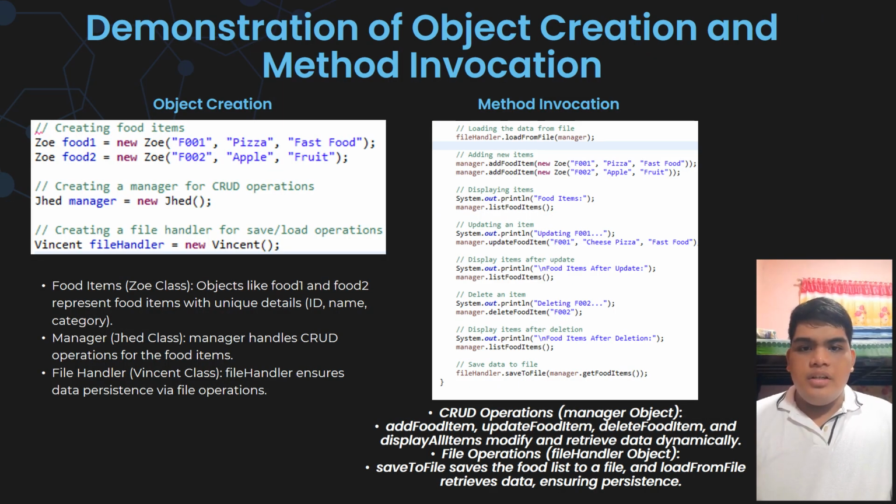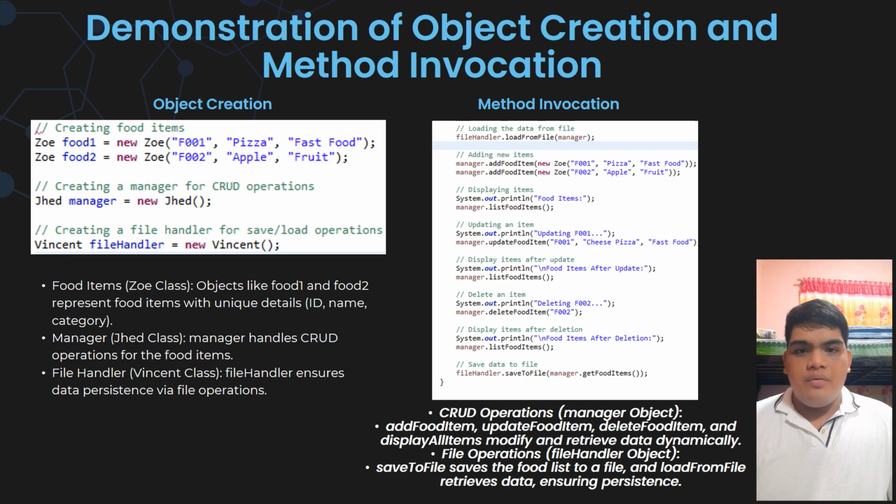In the object creation here on the left, as you can see, food items, Zoe class, objects like food1 and food2 represent food items with unique details: ID, name, and category. In the manager, Jhed class, the manager handles CRUD operations for the food items. File handler in the Vincent class. The file handler ensures data persistence via file operations.